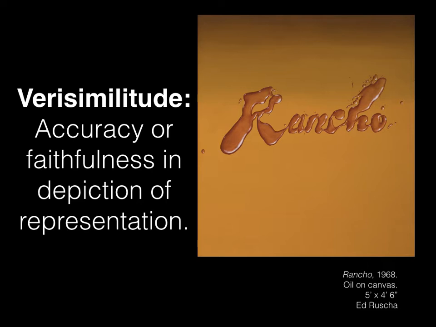All right, this is another example of visual texture with really a good example of verisimilitude. So verisimilitude is accuracy or faithfulness in depiction or representation. In this piece called Rancho by Ed Ruscha, it looks to me like the hood of a car and someone has spilled maple syrup on it that reads Rancho.